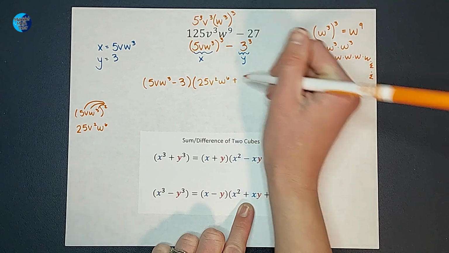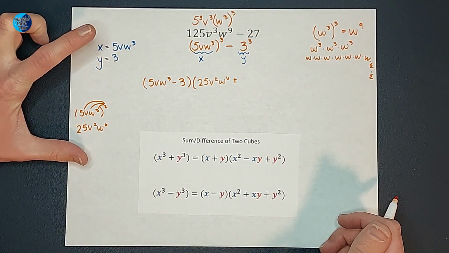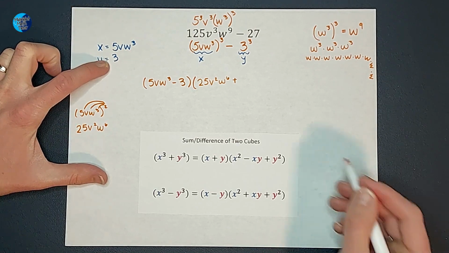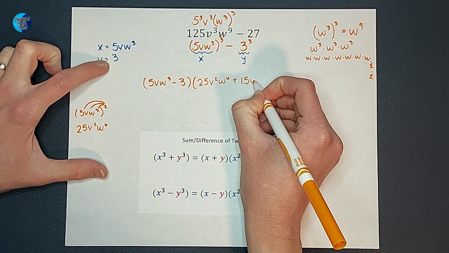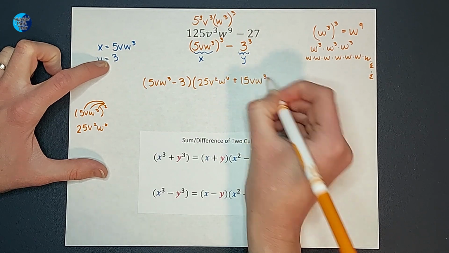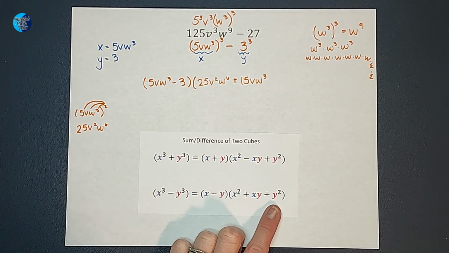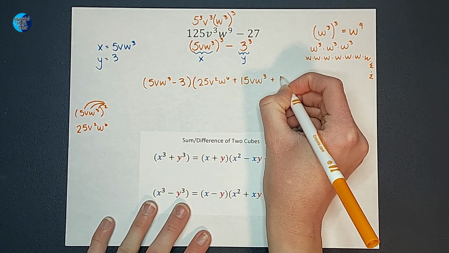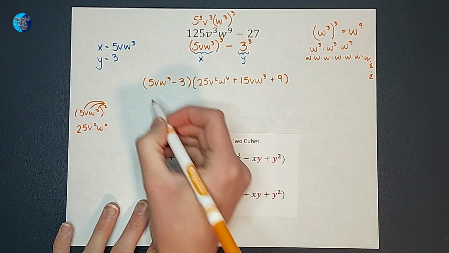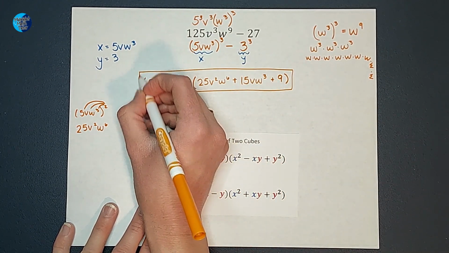Plus x times y. So 5vw to the third times 3, which would just give me 15vw to the third. All right. Then we've got plus y squared. So 3 squared is 9. That one wasn't too bad. All right, guess what? We are factored, friends.